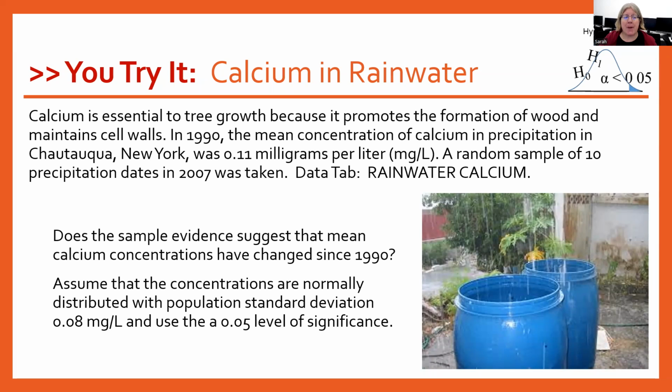A random sample of 10 precipitation dates in 2007 was taken, and that data is available to you on the tab called Rainwater Calcium. Does the sample evidence suggest that the mean calcium concentrations have changed since 1990? Assume that the concentrations are normally distributed with population standard deviation 0.08 milligrams per liter and use the 0.05 level of significance. So go ahead and pause the video and give this one a try.